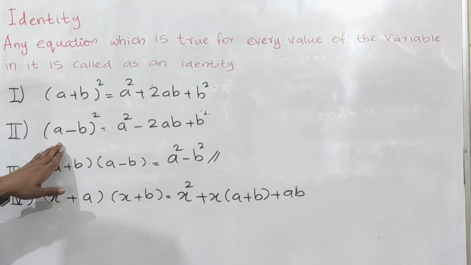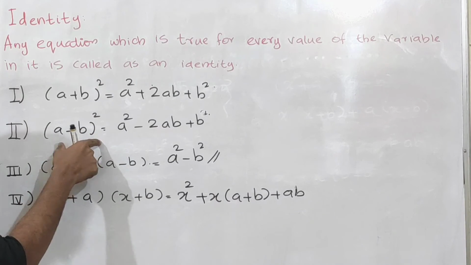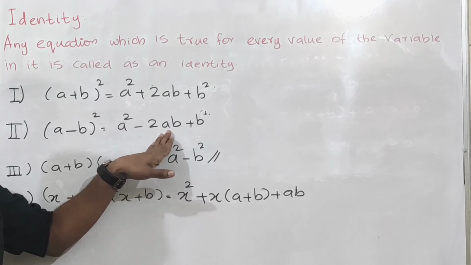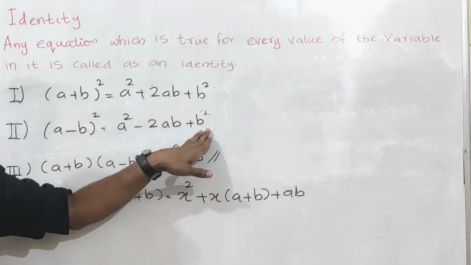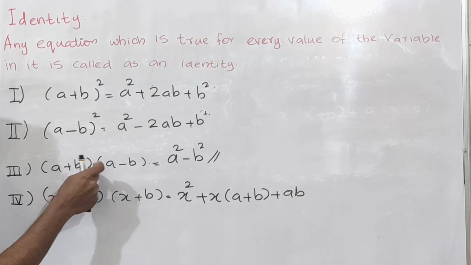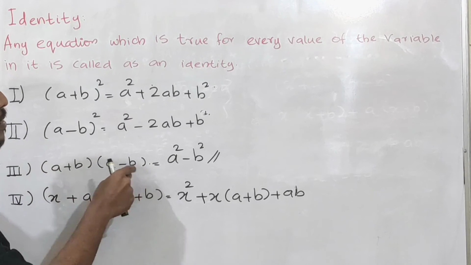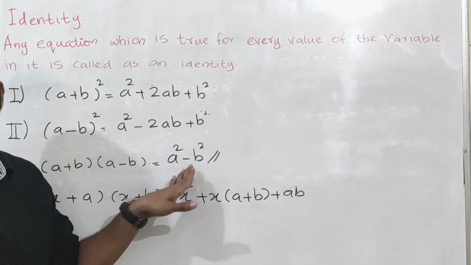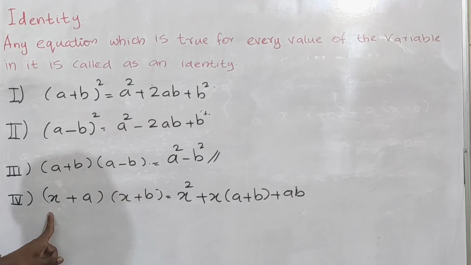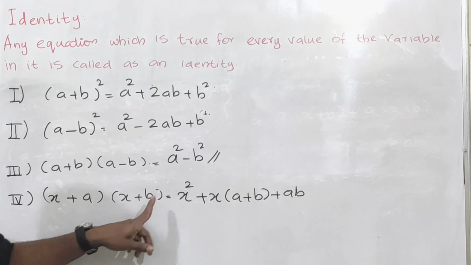And the second identity, what does the second identity mean? Difference of two numbers, and when it's squared, we can substitute it as first number square minus 2 times first number into second number plus second number square. Then third identity means the product of sum of two terms and difference of two terms is same as the difference of its squares. You will learn this identity. It's a very helpful identity. Then the last one, a number plus something into that same number plus a different number.